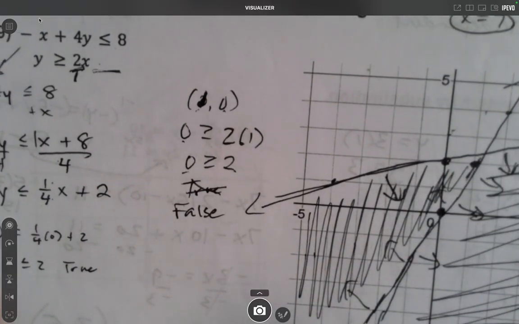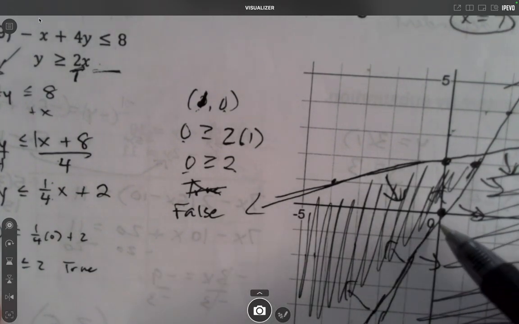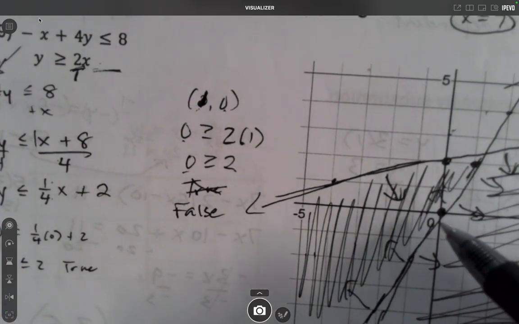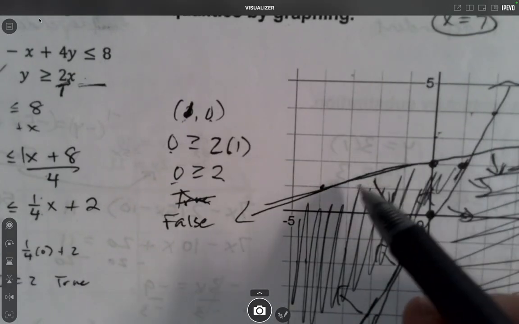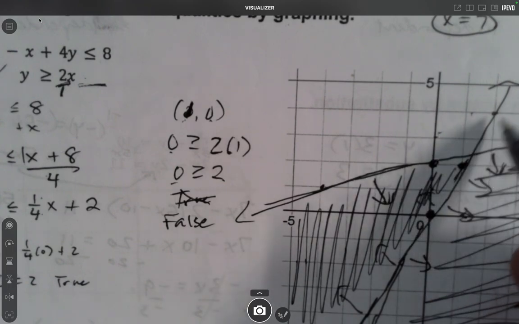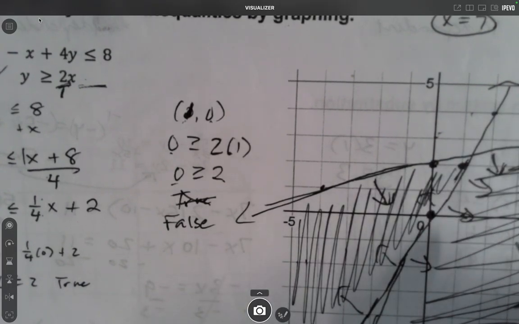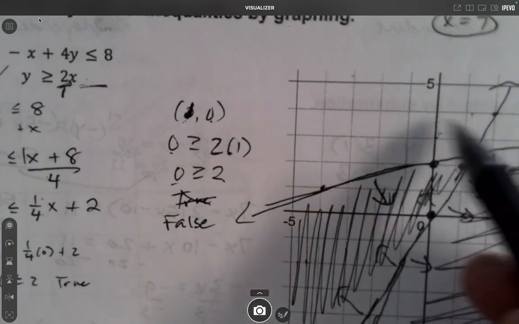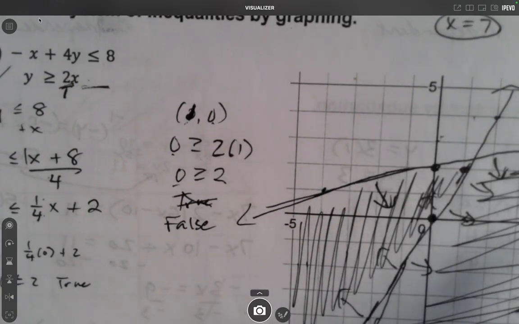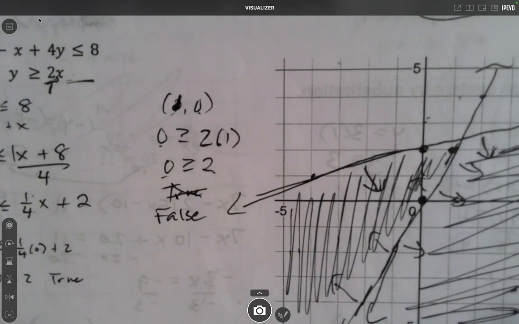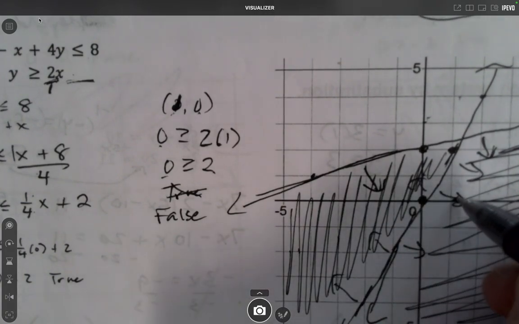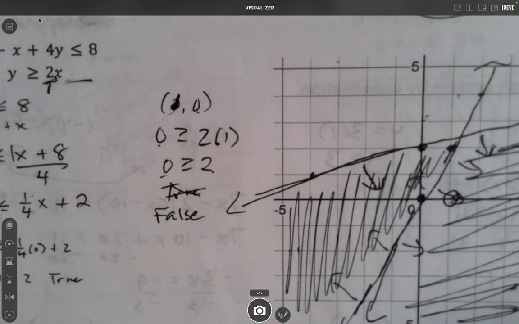This isn't common, but it happens sometimes. I cannot use 0, 0 as a test point because we can't use test points that are on that line. It was fine to use 0, 0 for this line up here because this line never touched that. But this line does touch 0, 0. But you can pick any point you want that's not on the actual line itself. So I chose to pick this point right here, 1, 0.